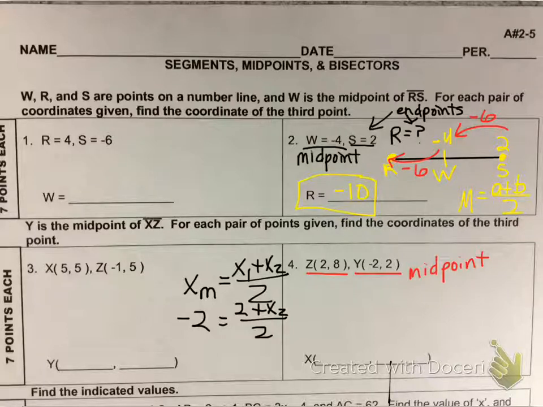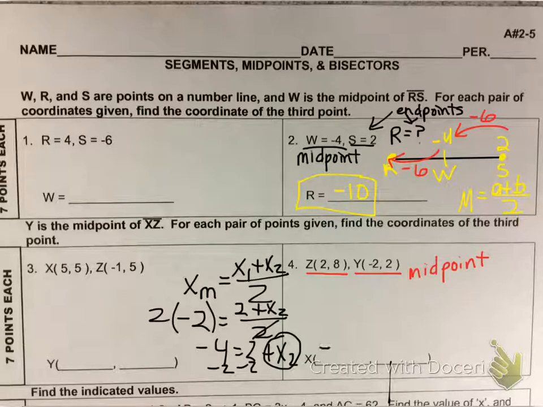If we're going to solve that, what would I do to both sides? Multiply by what? By 2. Good. That gets rid of this 2. So -4 is 2 plus x2. So now what do I do to get just x2? If I only want this here, what do I move? The 2. I need to move the 2. How do I move that 2? Subtract it. So negative 6 is what you end up with. Then you can do the same thing for the y's.